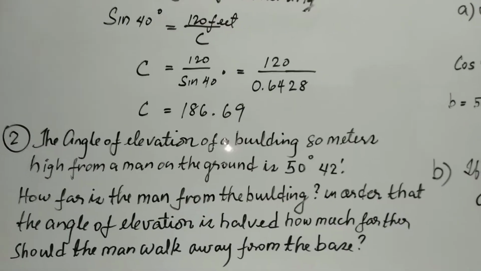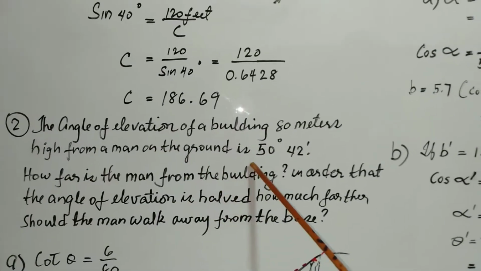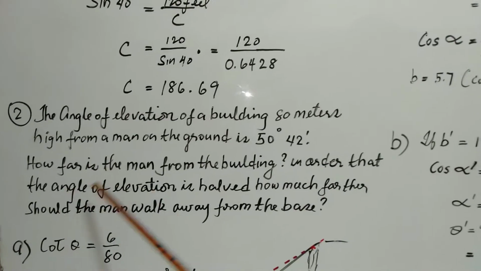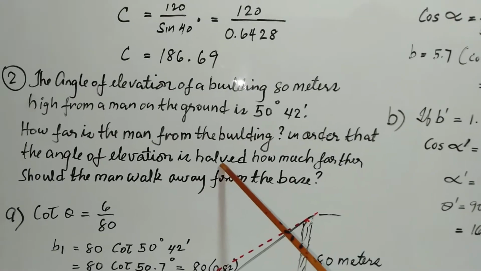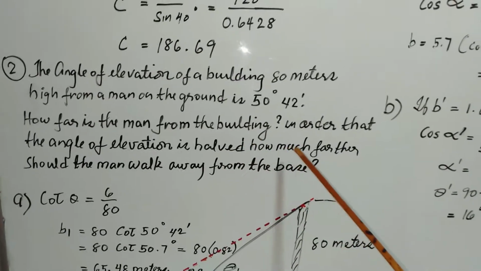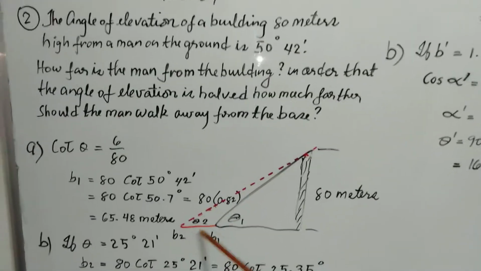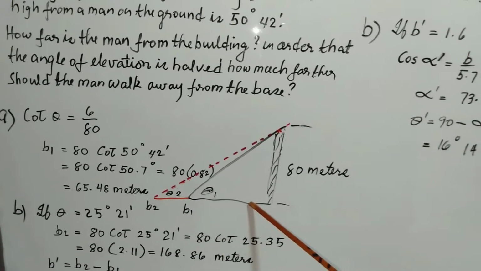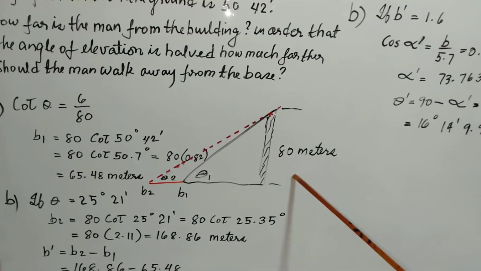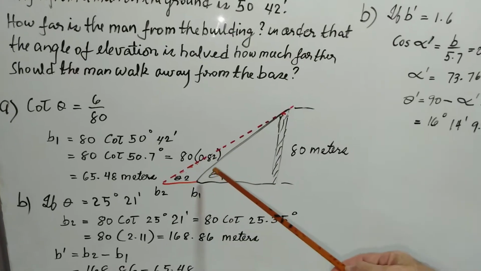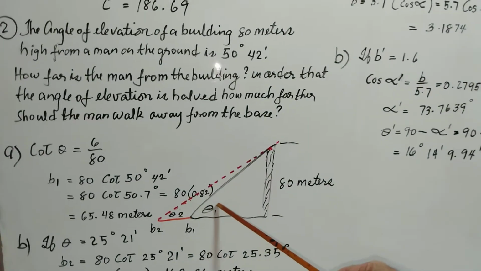For number 2, the angle of elevation of a building 80 meters high from a man on the ground is 50 degrees 42 minutes. How far is the man from the building? In order that the angle of elevation is halved, how much farther should the man walk away from the base? So this is the building, this is the base, and this is 80 meters, the height of the building, and the angle of elevation theta 1 is 50 degrees 42 minutes.